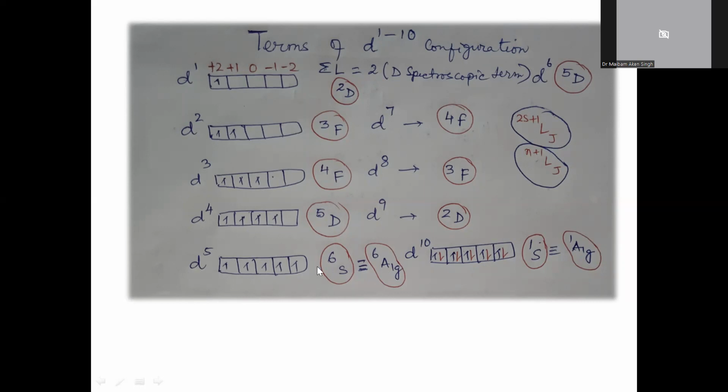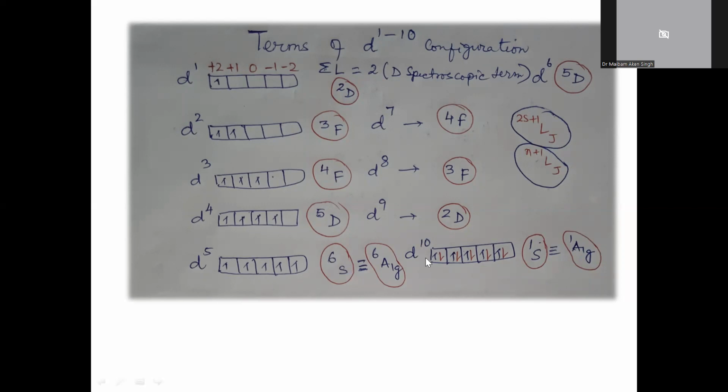In D5 and D10, we have half-filled stable and fully filled stable. It reflects the S term, because plus 2, plus 1, 0, minus 1, minus 2, all together, when we sum up, we will get 0. That is why 0 means S level, S term. Now the number of unpaired electrons is 5. It is 5 plus 1, 6. It gives the multiplicity. When putting the value of J, we will get the term symbol. Just remember all that also.